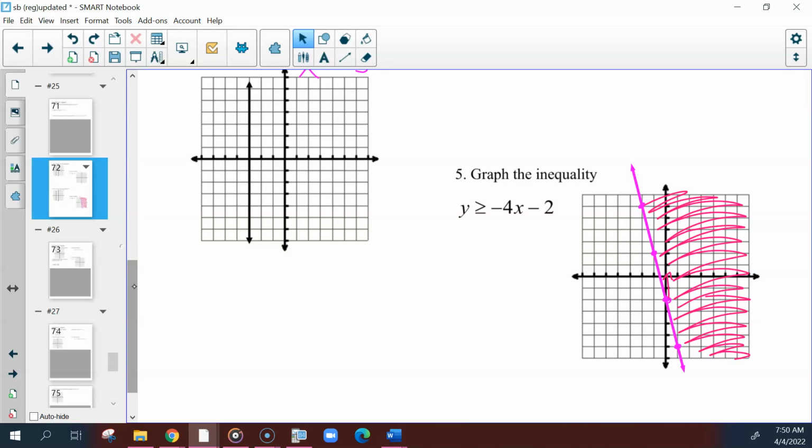And then this would be shaded above, so if you're not sure which one is above, look at your y-intercept, draw an arrow up, and that region would be your solution area. Questions on those 2?